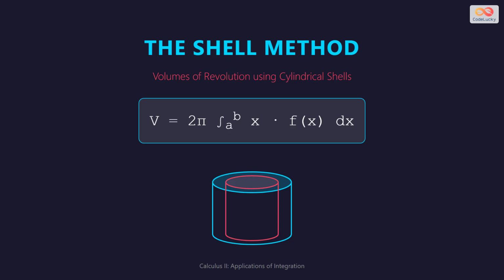Welcome to this lesson on the shell method, a powerful technique in Calculus 2 for finding volumes of solids of revolution. The core formula we will be mastering is volume equals 2 pi times the integral from a to b of x times f of x dx. Let's see how this works.